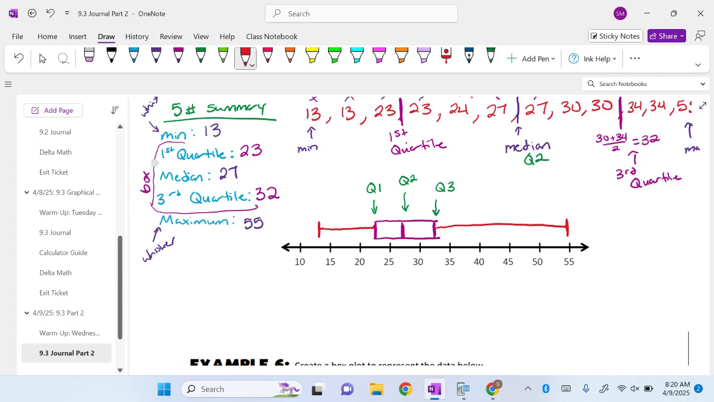So box plots a lot of times tell us how our information is skewed. It can also help us find outliers. And by doing that, that's when we use the IQR. Who remembers what the IQR is? The formula for the IQR.